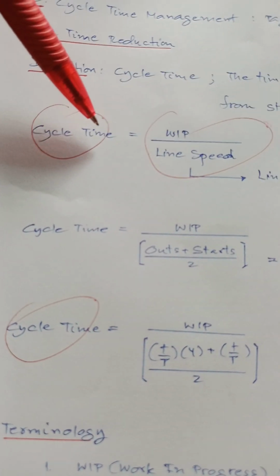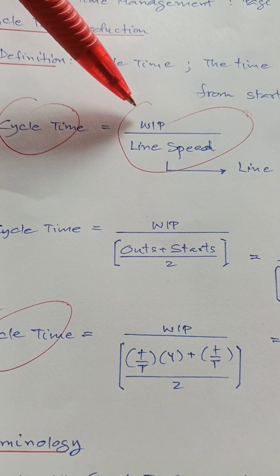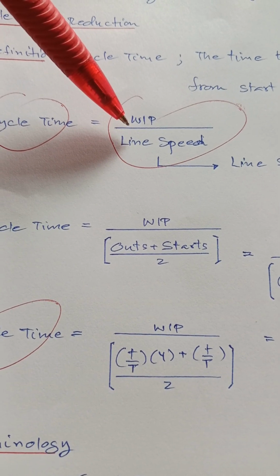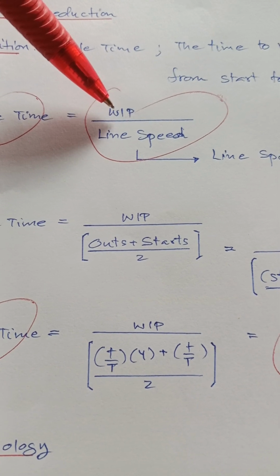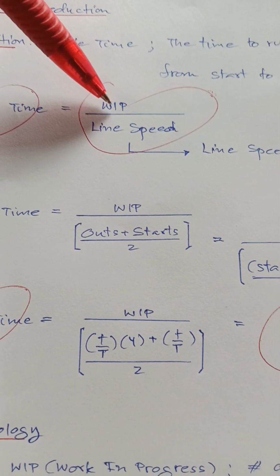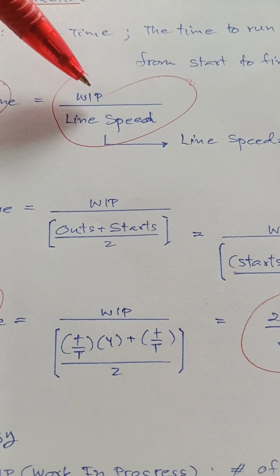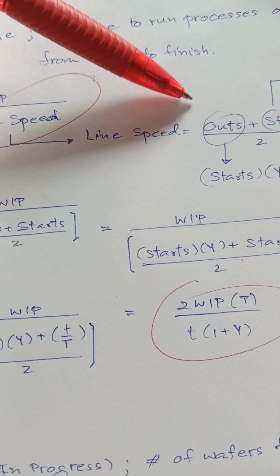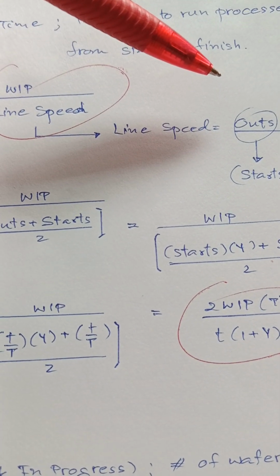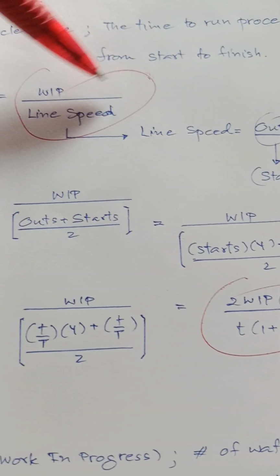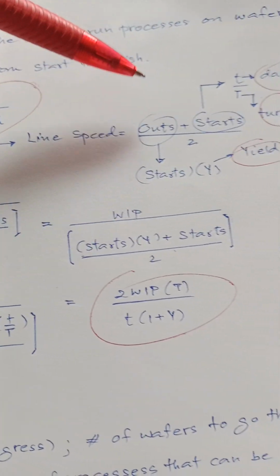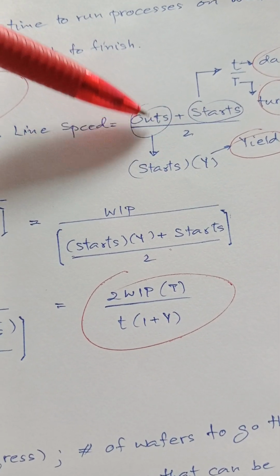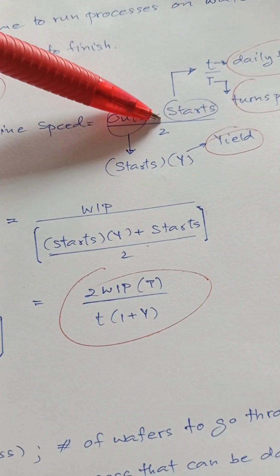We start from our cycle time equation. As I already mentioned in the class before, that's equal to WIP over light speed, where WIP is the work in progress, or simply the number of wafers that need to be processed in the clean room to complete the chip on the wafer. The light speed is equal to outs, that means outputs, plus starts, divided by 2, or the average of both terms, outs and start.